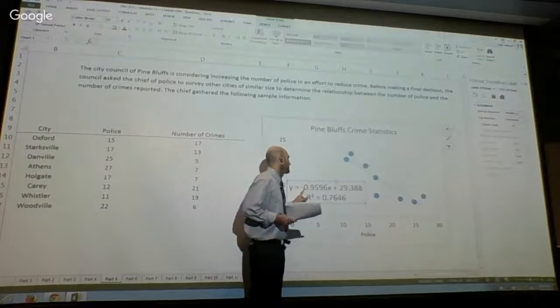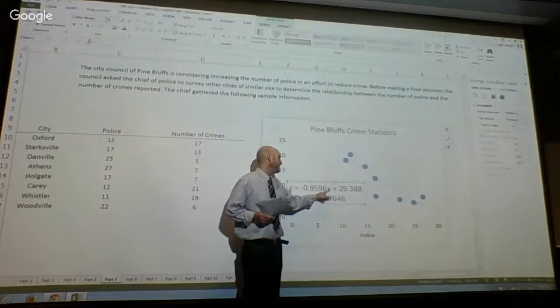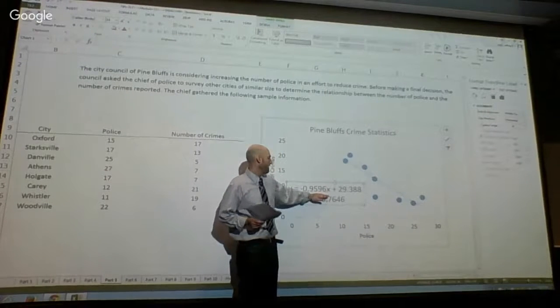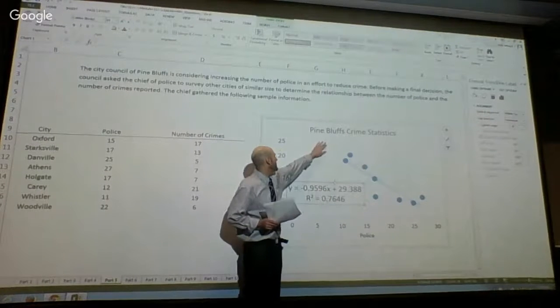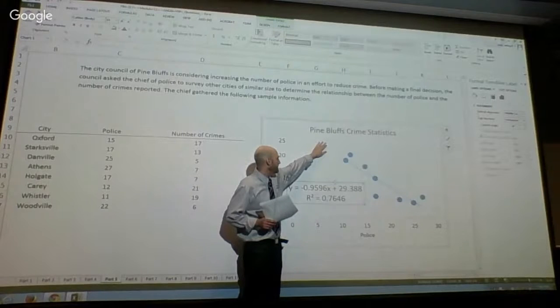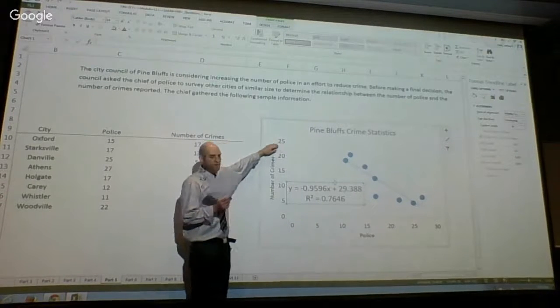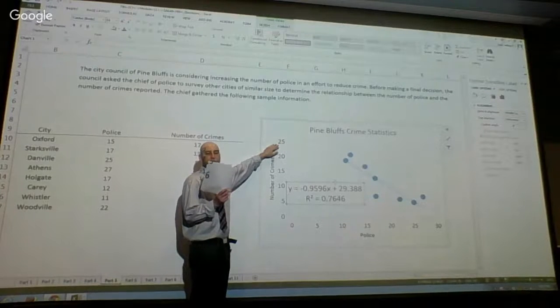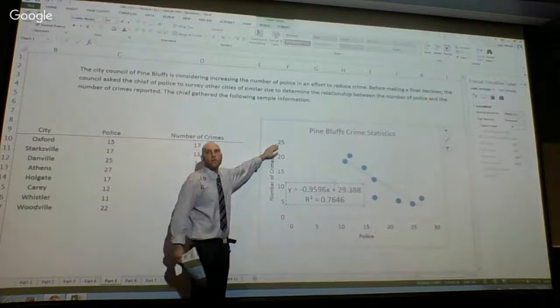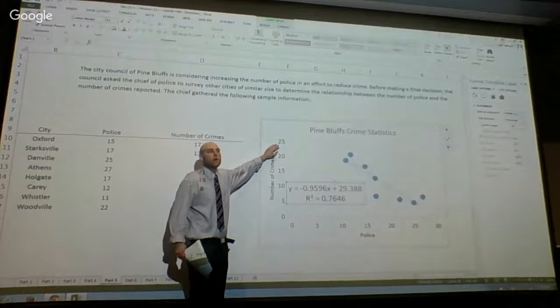Solve this. If X equals 7, there are 7 police officers. How many crimes do you think there will be? Now we're going to start being able to do this visually. We don't even have to solve for it.